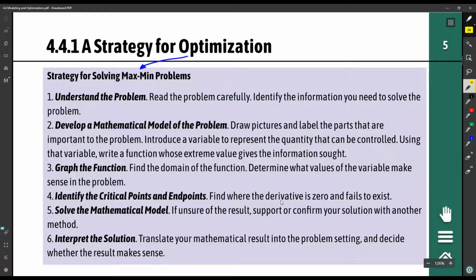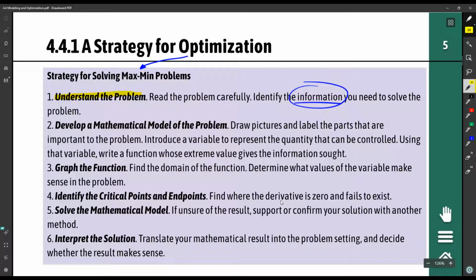The first thing we want to do is understand the problem. Understand it. Read it carefully, identify information you need to solve the problem. I often will circle or underline or highlight key information.